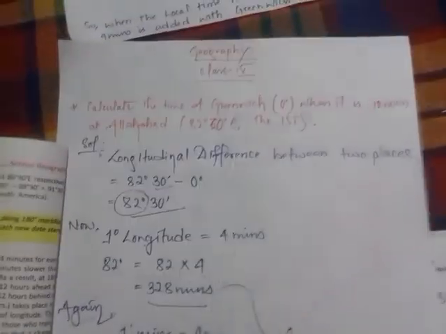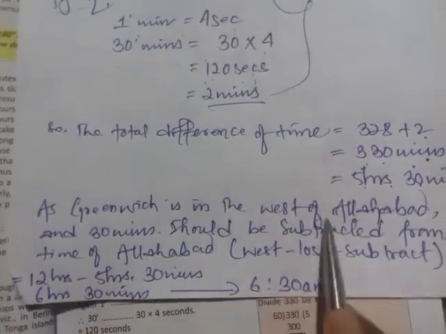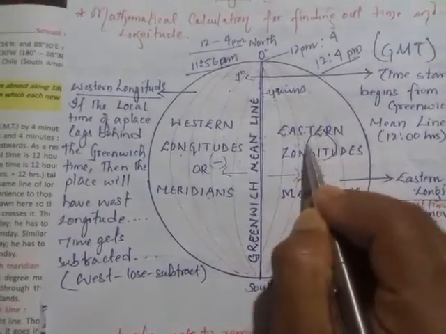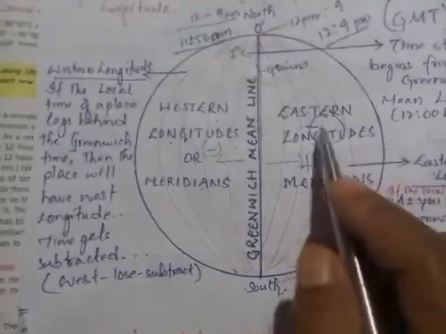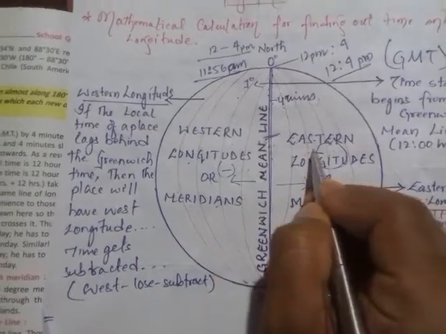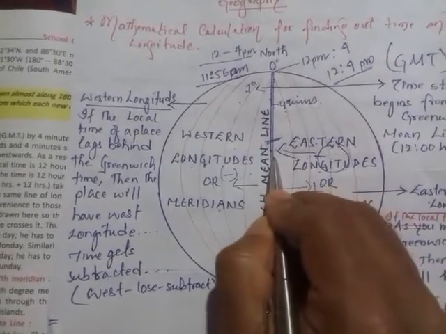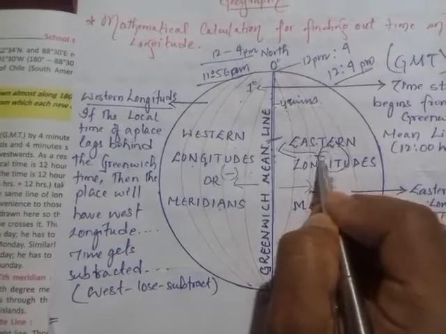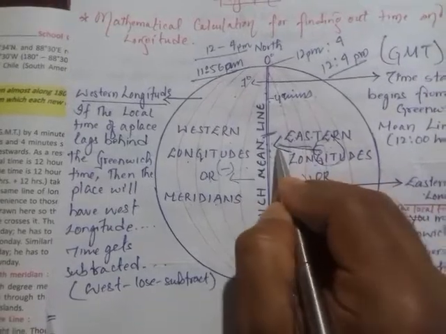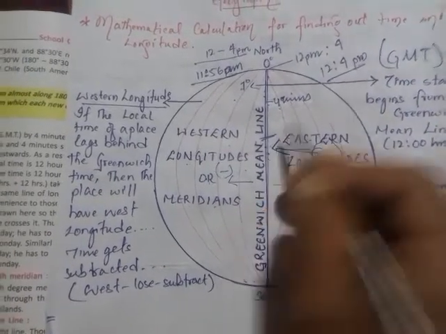So as we are asked to find the time of Greenwich, what we have to do? Let me show you here. Suppose our India is here, in the eastern longitude, and Greenwich is here. So when we find the time of Greenwich, we have to come back to the western side, is it? We are in the east longitude, but we are coming back to the western side. So when we come back to the western side, the time gets subtracted.